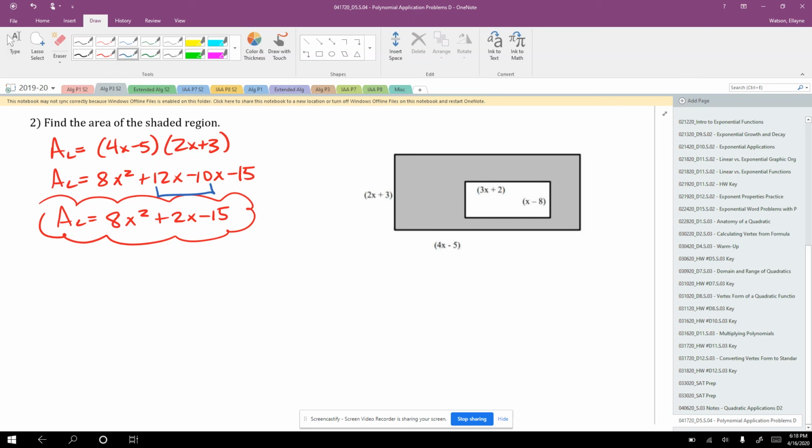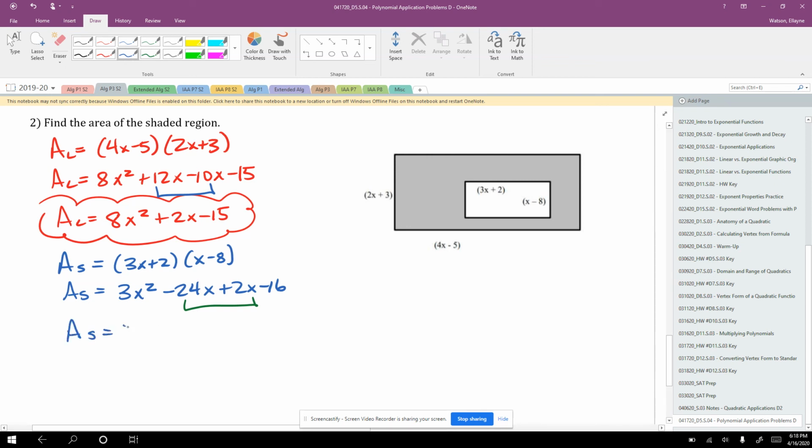All right, let's move on to the area of the small. So we have 3x plus 2 times x minus 8. Distribute out, we'll get 3x squared minus 24x plus 2x minus 16. Look for your like terms. Combine them. You get 3x squared minus 22x minus 16. Another piece of the puzzle.